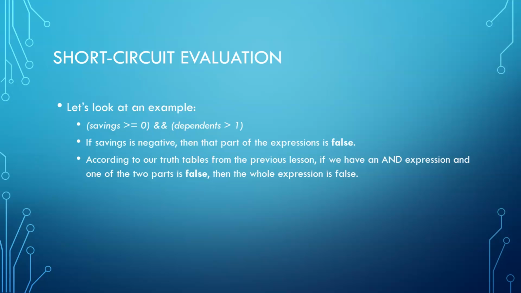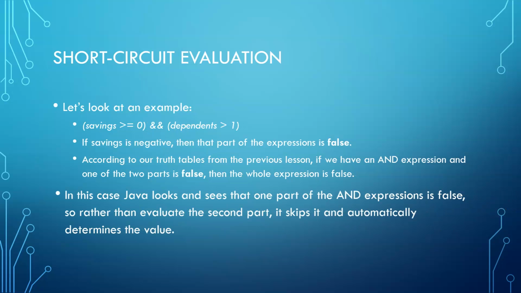Savings is greater than or equal to 0, and depends is greater than 1. If savings is negative, then that part of the expression is false. Now, according to our truth tables from the previous lesson, if we have an and expression and one of the two parts is false, then the whole expression is false. In this case, Java looks and sees that one part of the and expression is false, so rather than having to waste time and memory and resources evaluating the second part, it just simply skips it and automatically determines the value. Because remember, with an and, if one part is false, the whole expression is false. So Java is like, I don't need to worry about the second part because I already know it's false.